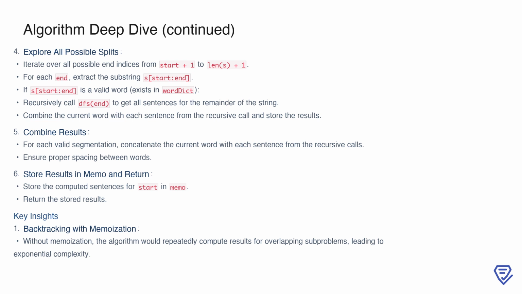Then, we combine the current word with each sentence generated from the recursive call, ensuring proper spacing between words, and store these results. Once all valid segmentations are processed for a starting index, we store the results in memo to avoid redundant computations in the future. This ensures that every starting index is computed only once, significantly improving the algorithm's efficiency. The key insight here is that backtracking, when paired with memoization, prevents repetitive computations for overlapping subproblems, which would otherwise lead to exponential time complexity.